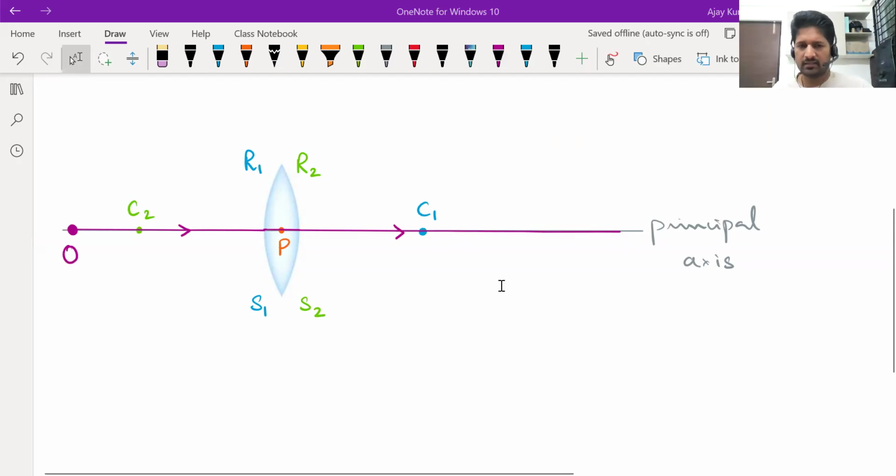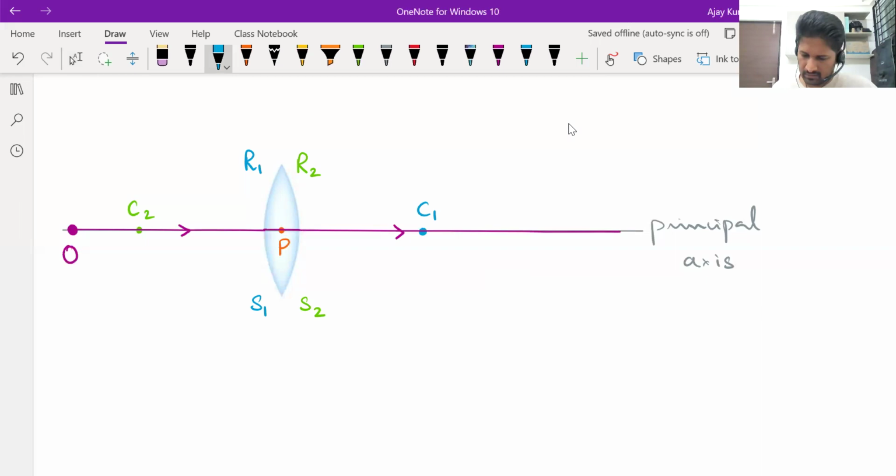We are trying to derive a relation between object distance and image distance. So it will definitely depend on how the light is bending, and how much the light bends depends on refractive indices. Outside the lens, let the refractive index be n1.